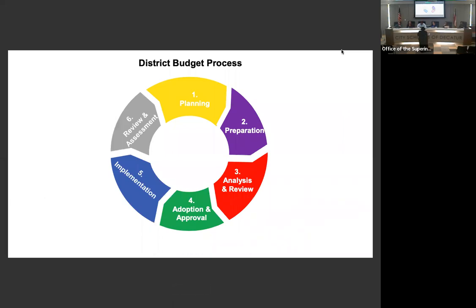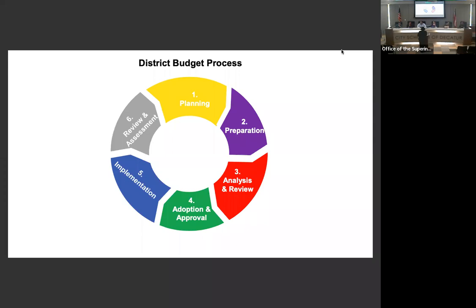This is a visual of the district budget process. We're currently in the planning phase of the process. We're working with departments and schools to prioritize budget requests and allotments and closely reviewing the state budgeting process. We will move into the preparation phase in March. At this phase, revenue assumptions can be made based off of the governor's state of the state address. Expenditure assumptions will also be assessed at this phase.